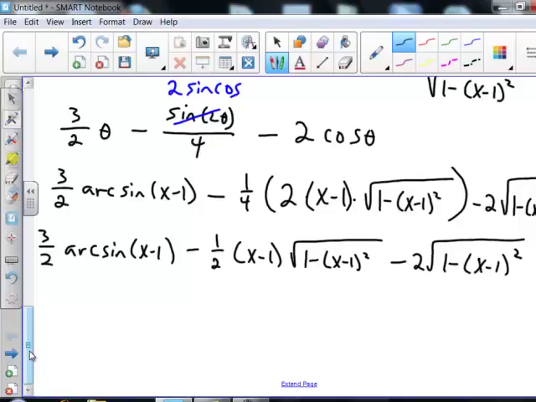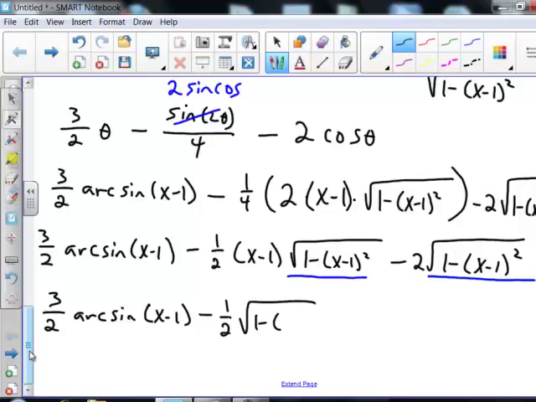All right, so these two pieces that I have right here, they have a square root of 1 minus x minus 1 squared in them. So I'm going to factor that out. Plus, I'm going to factor out a constant here. So this is going to be 3 halves arcsine of x minus 1. I'm going to take out the half. So minus 1 half. I'm going to take out a negative 1 half times the square root of 1 minus x minus 1 squared.